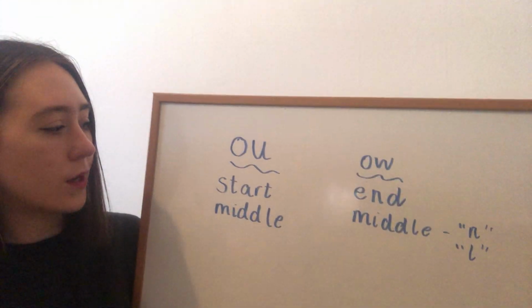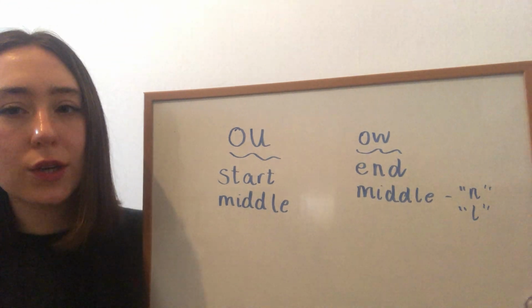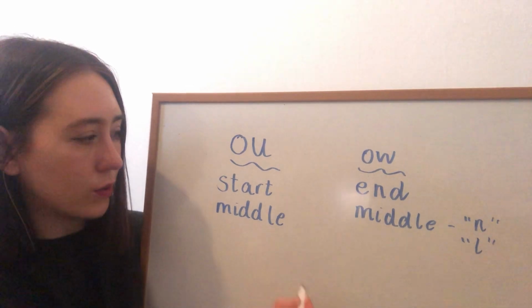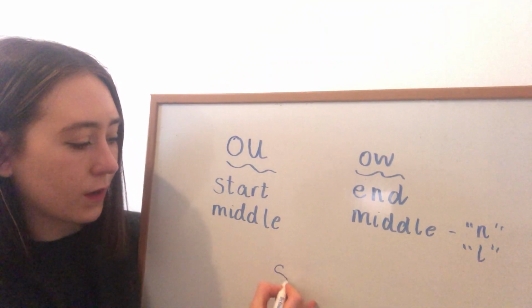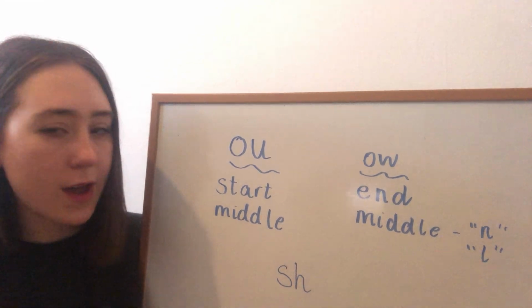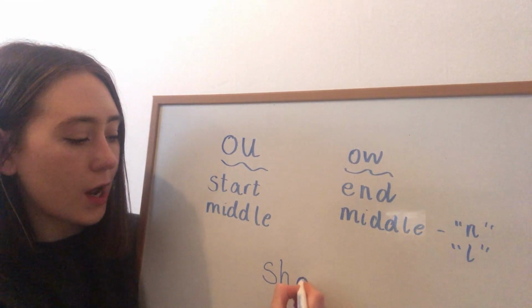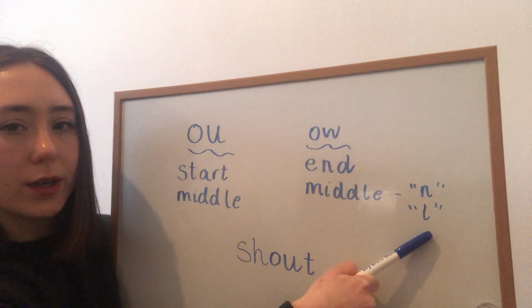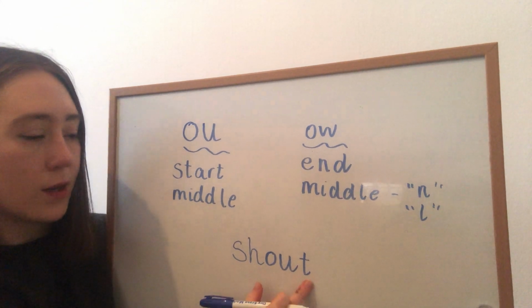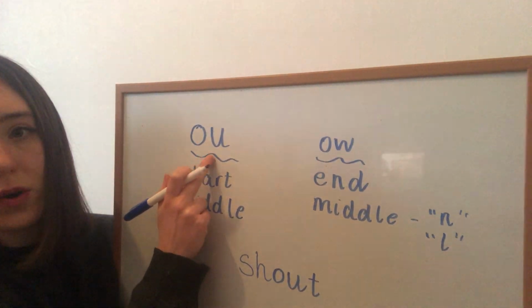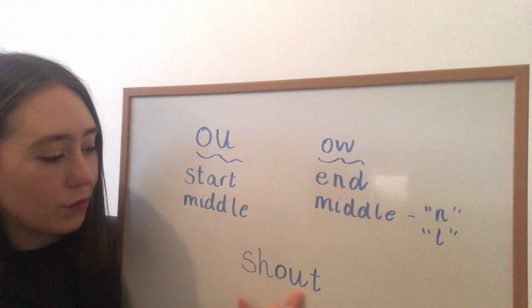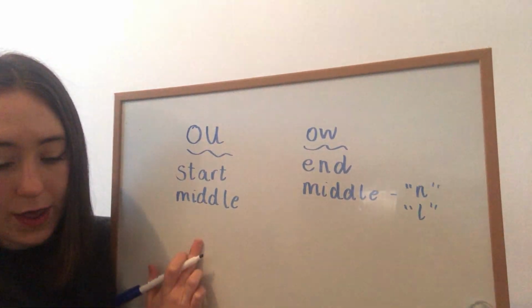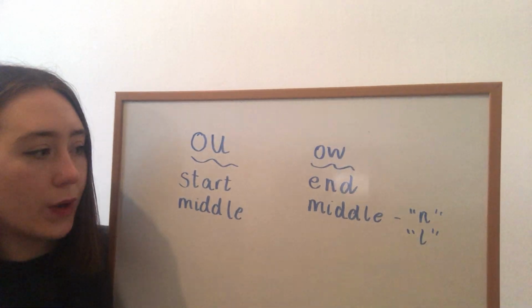The next ow word was shout. Now we know in shout that the first sound is sh. So it's not at the start, but it is in the middle. Out. And because it doesn't end with an n or an l, it ends with a t, we know that we're using the rule. Shout. Out. Good.